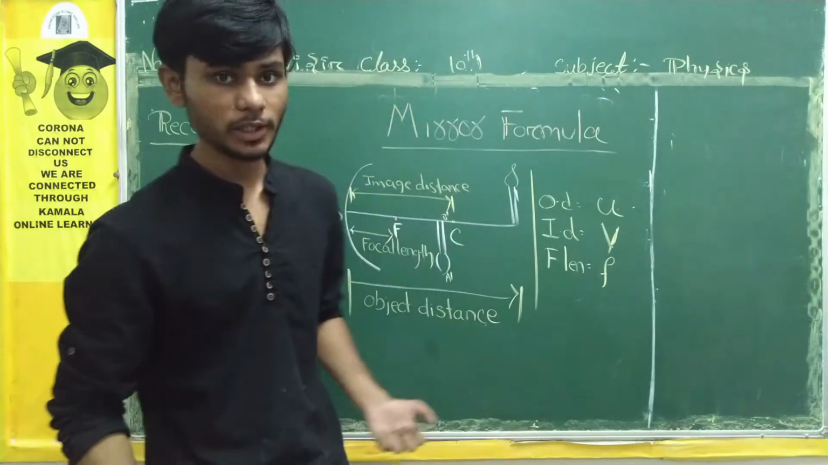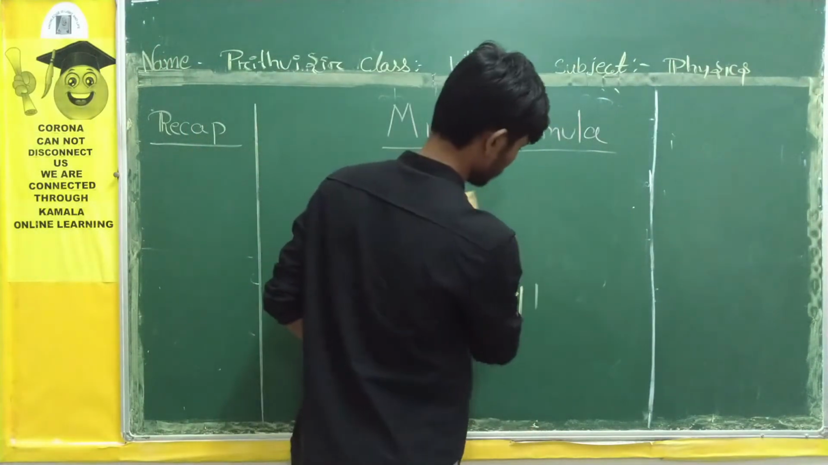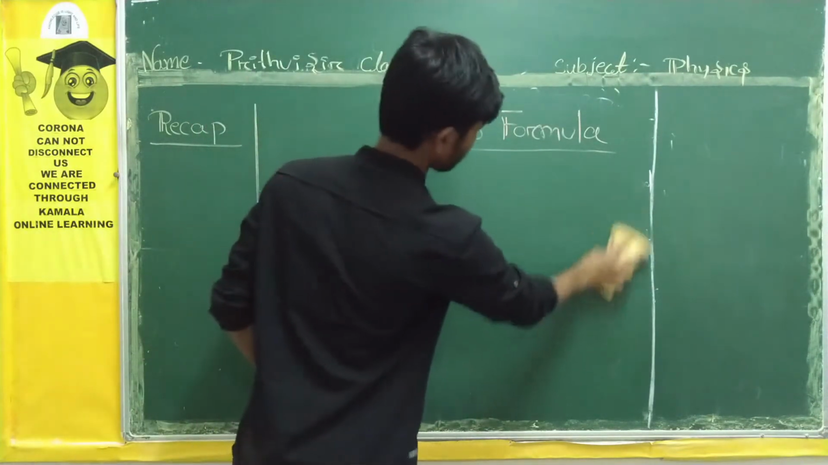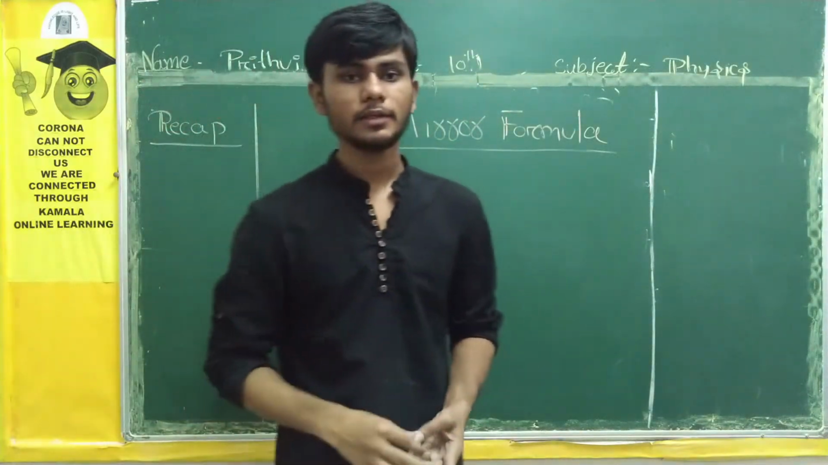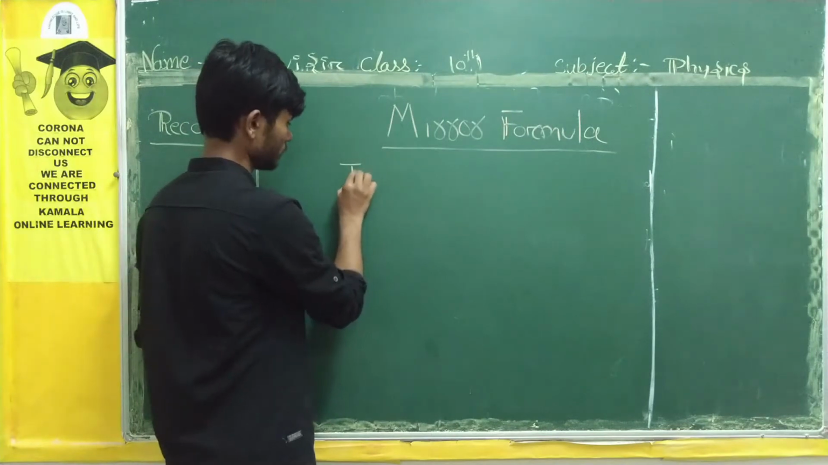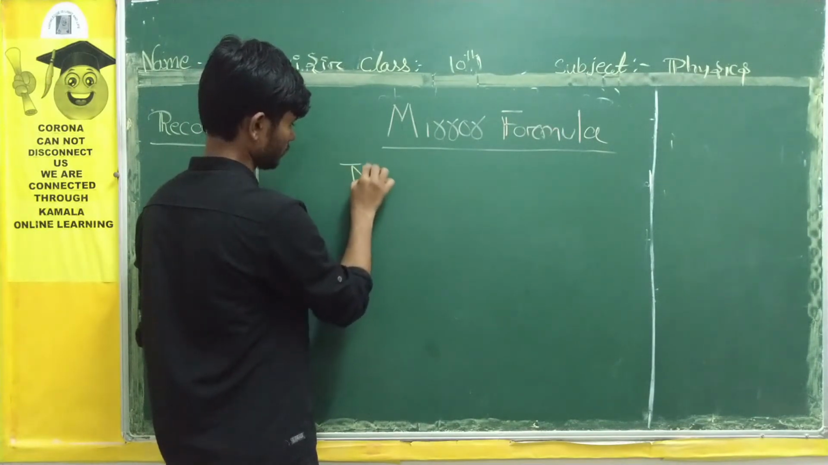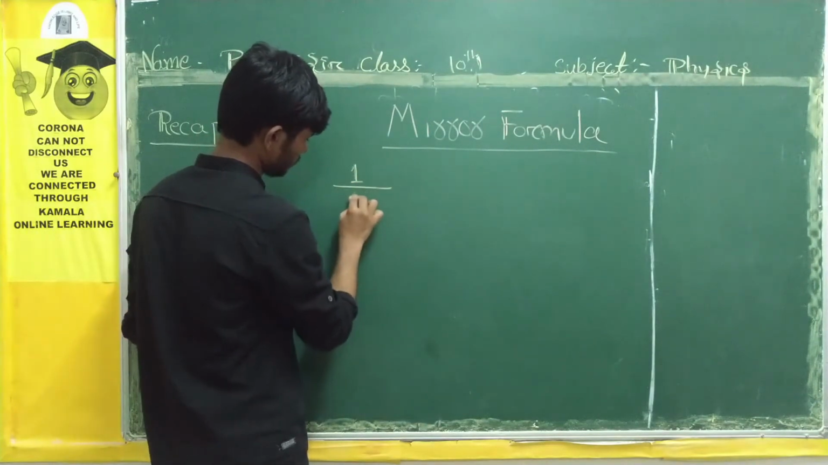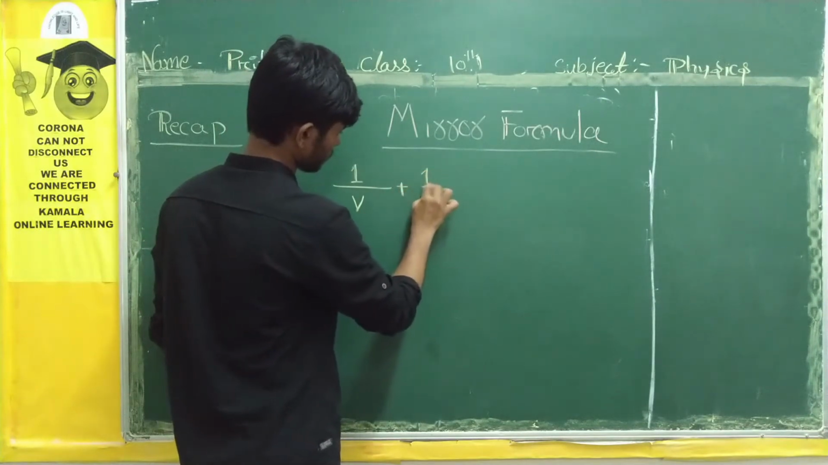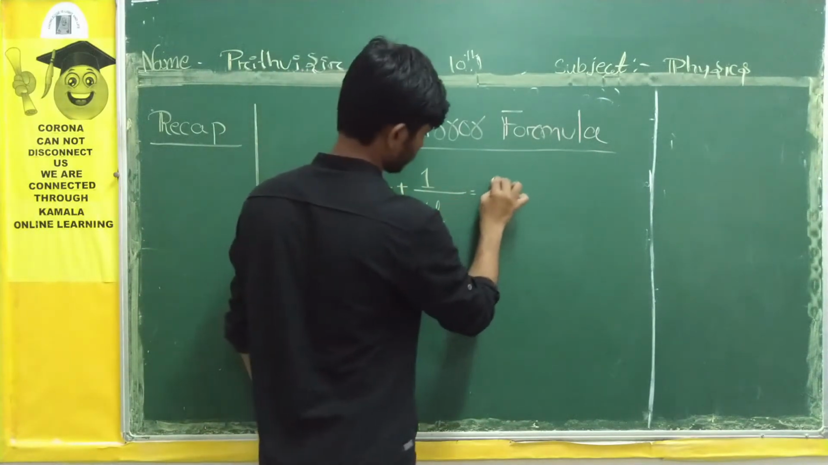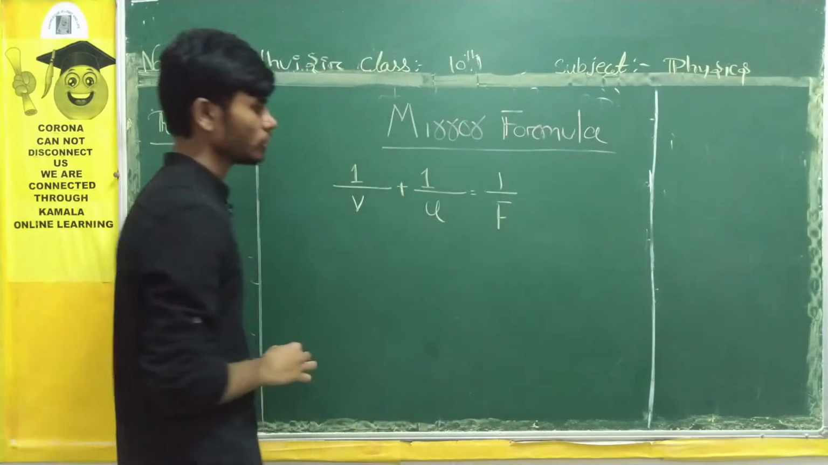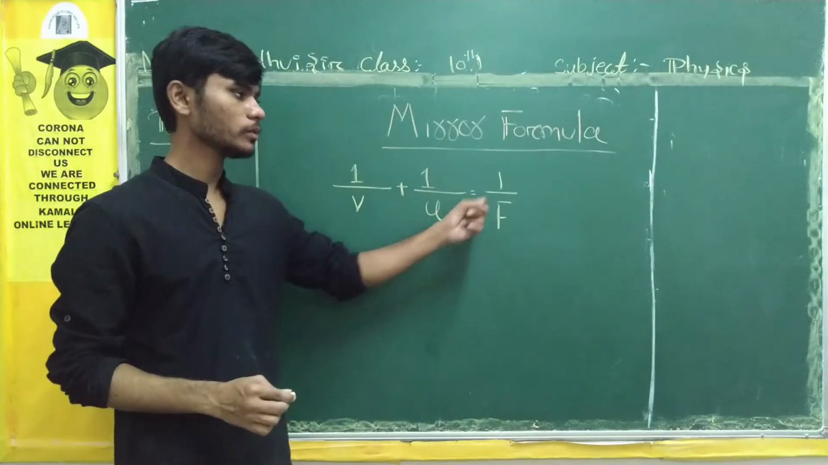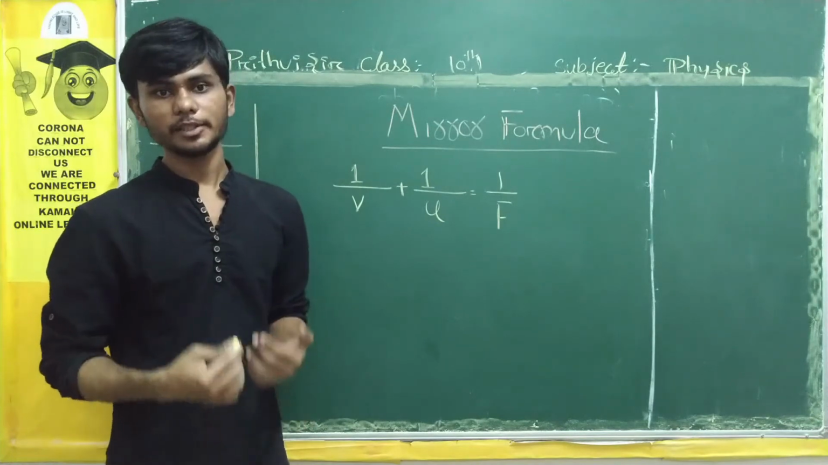Now we will write the formula. The formula is 1 by v plus 1 by u is equal to 1 by f. You can see clearly, right? 1 by v plus 1 by u is equal to 1 by f. This is our mirror formula.